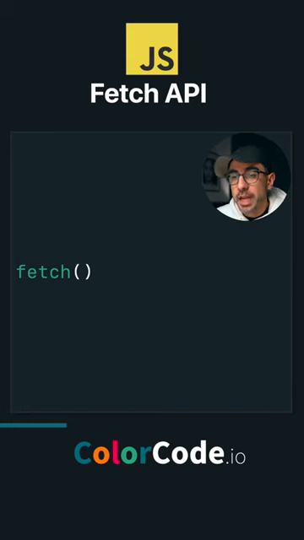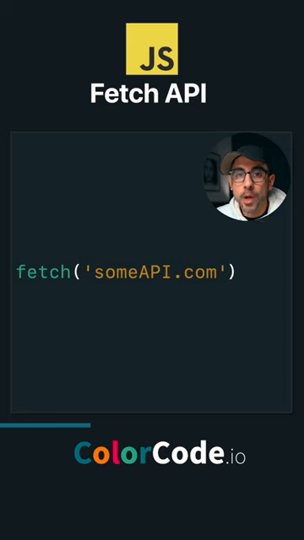If you're making a simple GET request, all you gotta do is pass the URL to the function and JavaScript will do the rest. Cool, how do I pass parameters? You build them into the URL as URL parameters like this. Great, how do I add headers?